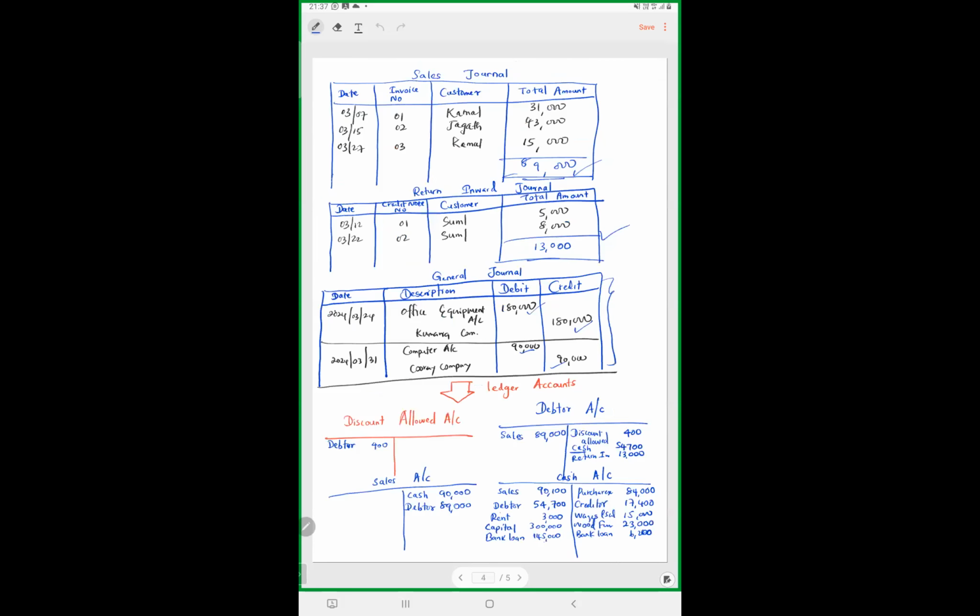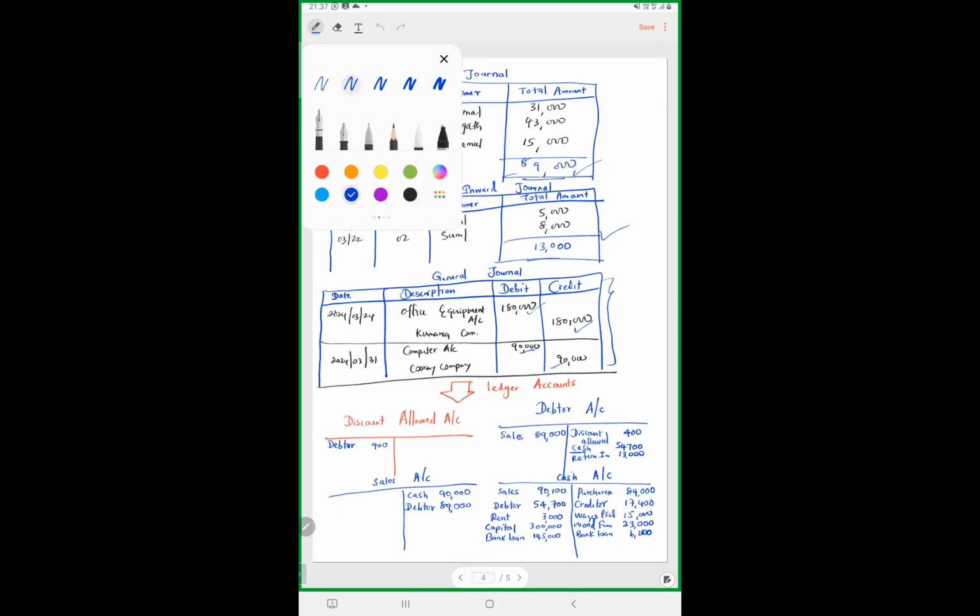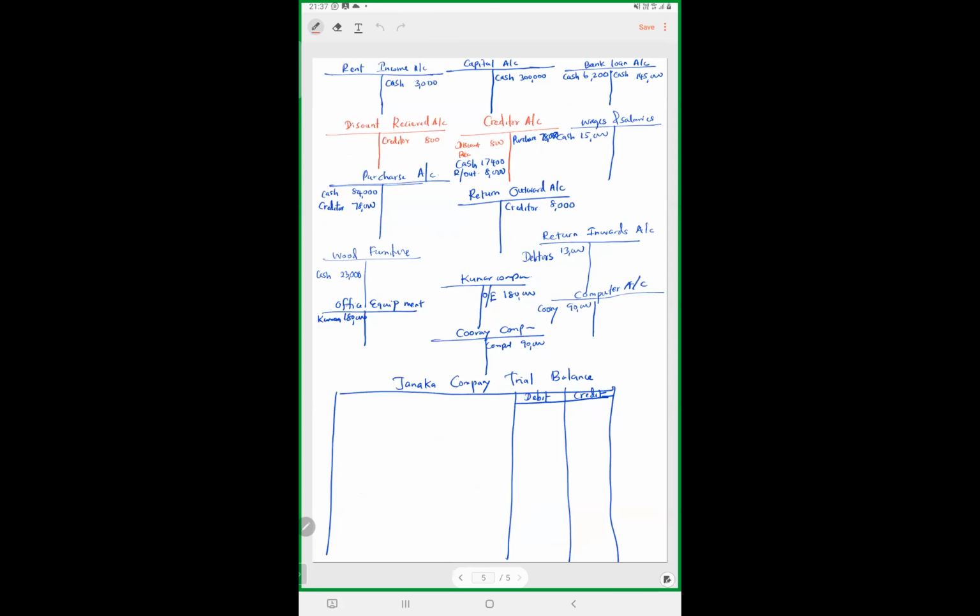Now we need to close all the ledger accounts, right? After preparing trial balance. So we need to close all the ledger accounts and we need to transfer the value to the ledger account.